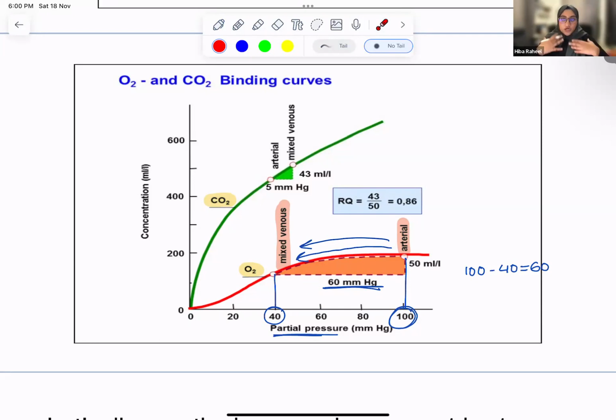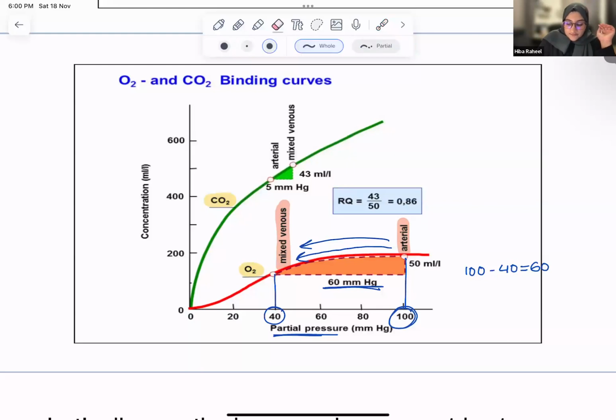As it moves down the body, goes to our arms, the legs, the chest, the abdomen, moves down to the legs, it decreases. Oxygen is being consumed. It is decreased. It goes from 100 to 40. So this is a difference of 60, okay?